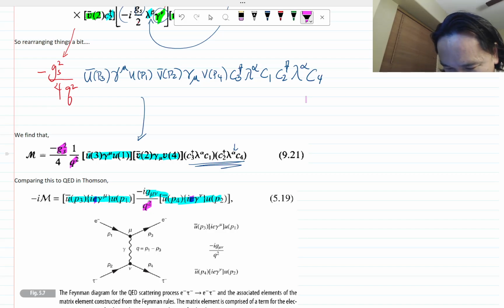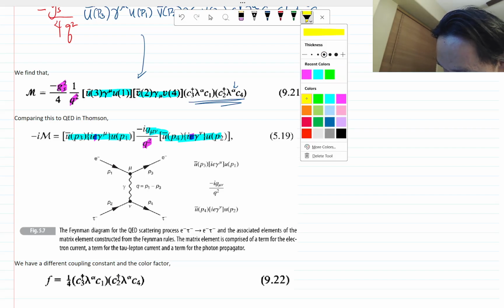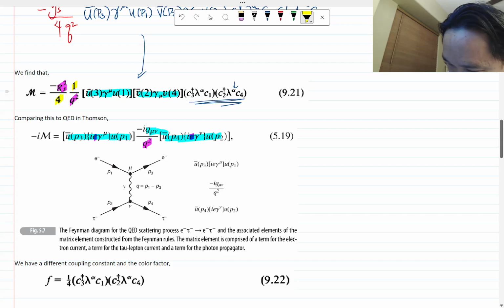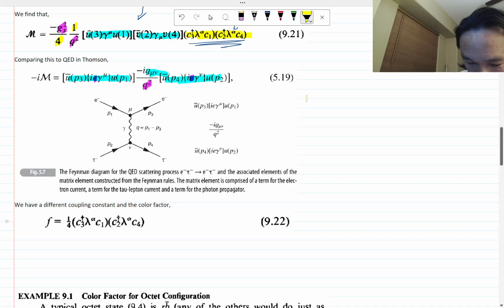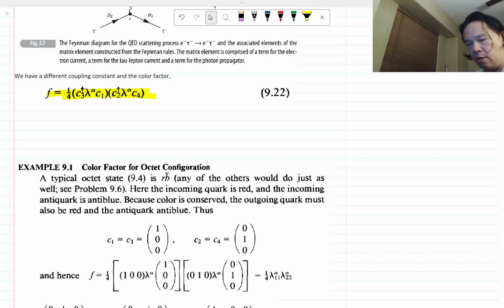So these are exactly the same, except for this factor, let me highlight this in a different color. Let's do that in yellow: 1/4 times these color vectors and lambda matrices, the Gell-Mann matrices. So this is where we want to actually calculate what that is. So we're just going to bring that down here. And to calculate these color factors, we actually have to specify the color of the quarks.